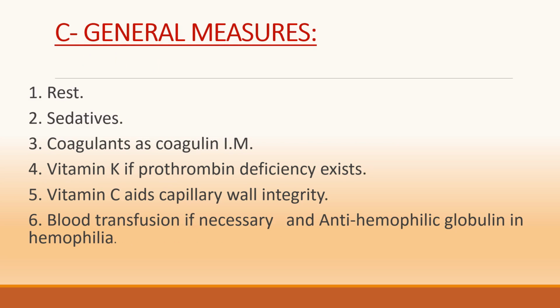Generally, as general measures, we will give the patient rest, sedatives, coagulants, vitamin K if prothrombin deficiency exists, vitamin C, which aids capillary wall integrity, and blood transfusion if necessary, and antihemophilic globulin in hemophilia.